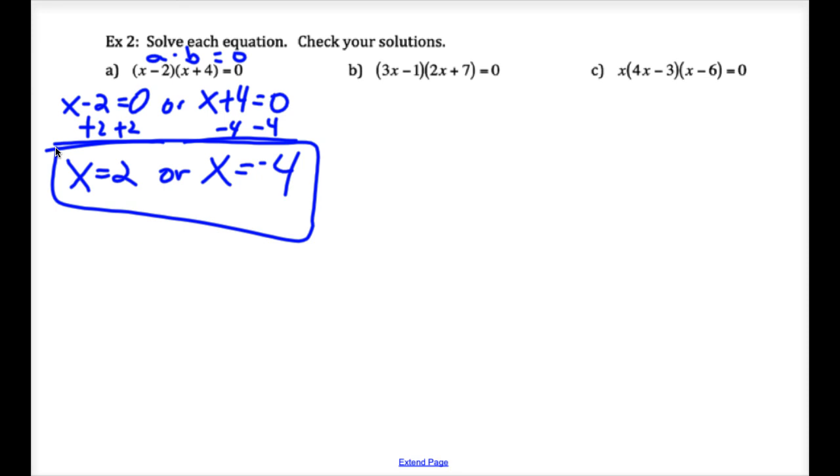Wait, what? I thought you were going to do something else. How do we check it? We just checked our solutions, Aaron. Oh, you put negative 4 in there, and it made the second binomial 0, and 0 times anything is 0. So it works. Say again? How do you check it?